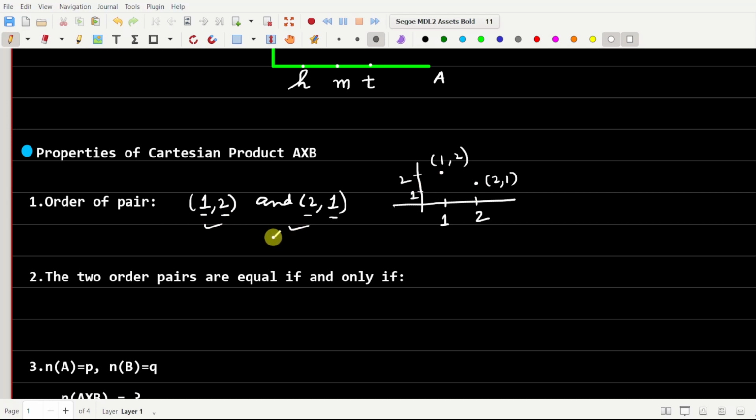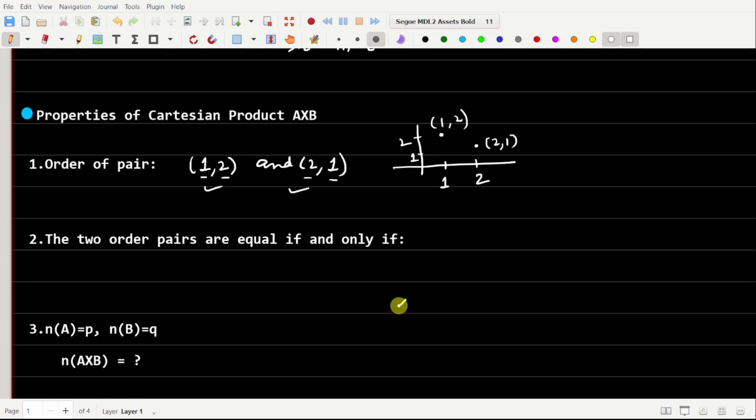So we say that the order of elements in this pair is very important. Now if we have got two ordered pairs like x, y and a, b, in what condition can they be equal? They can be equal if x is equal to a, that means the first element of both the pairs is the same, and the second element is also the same. If the second element of both the pairs is the same, then we say that the two ordered pairs are equal.